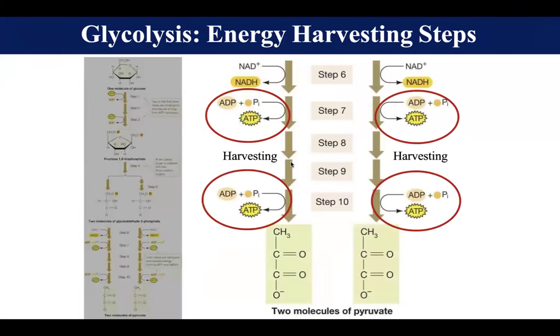And then through further steps, NAD plus, an electron carrier that'll be used much later on in cellular respiration, gains the hydrogen, and ADP and phosphates turn into ATP. As you see here, you have four molecules of ATP being formed, and then eventually G3P is converted into pyruvate.